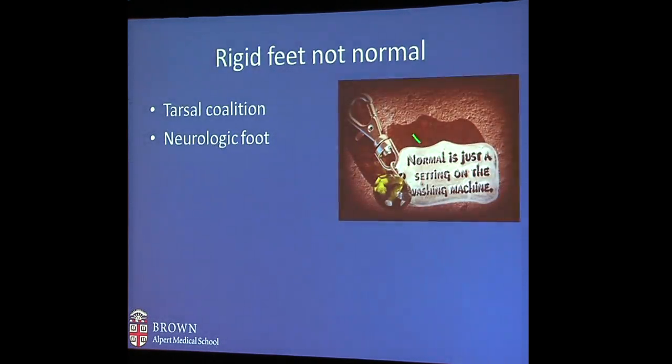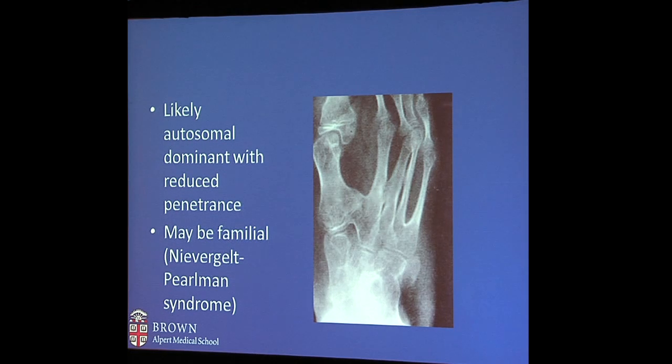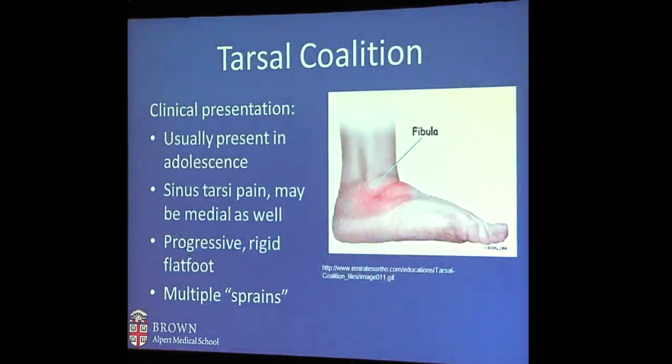All right. Rigid feet are not normal, okay? So you worry it's either some sort of neurologic problem or it's a tarsal coalition, right? Tarsal coalitions are abnormal connections between two or more bones in the foot. It's fairly common, and it's thought that as the foot is forming, it doesn't segment properly. So it's likely inherited. This is Nievergelt-Pearlman syndrome, where you get multiple tarsal and carpal coalitions, so we know it can be hereditary.